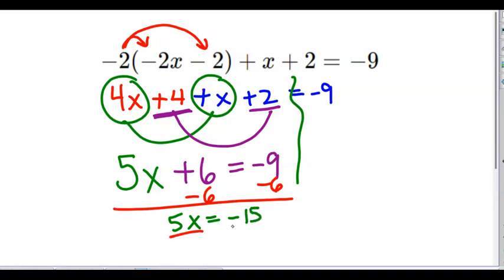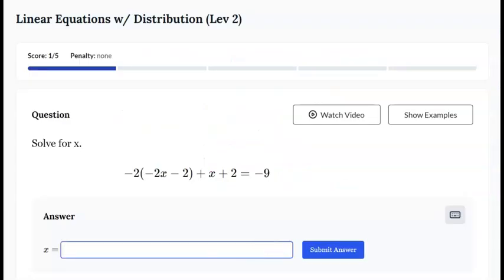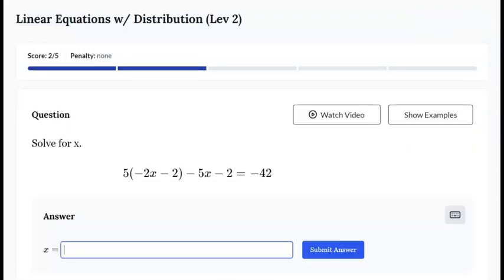And then we're going to use the multiplicative inverse to separate this constant from the variable. And there you have it. Let's try another problem here.